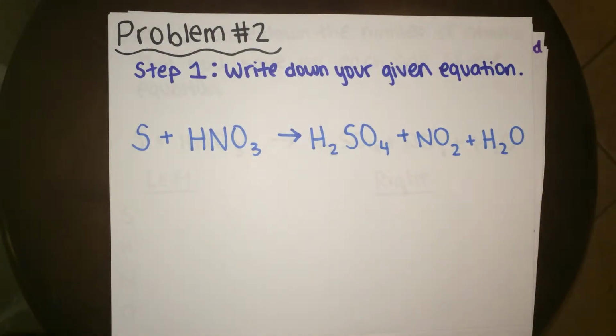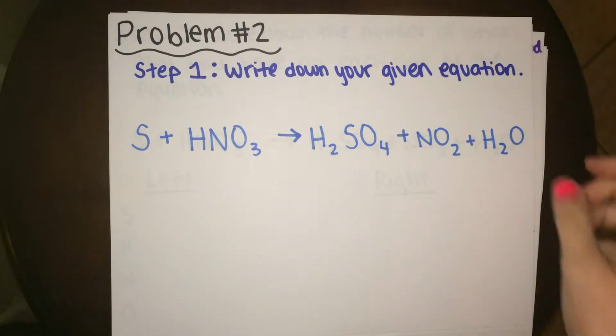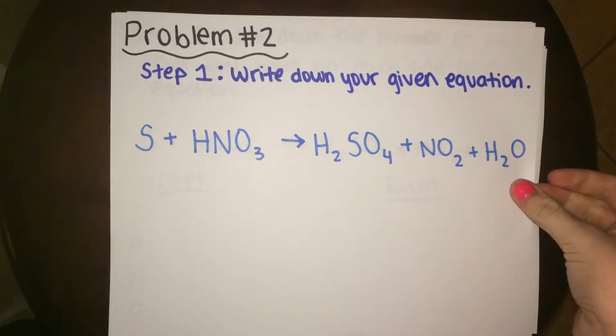Next, with problem 2, you're going to follow the same steps, except it's just a different equation. You're still going to need to balance everything and follow all of the rules. There's nothing that's changed, really. So step 1 is to write your given equation. Right here, we've written our given equation.